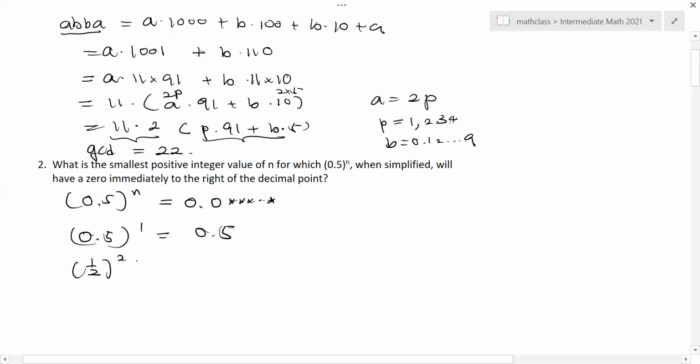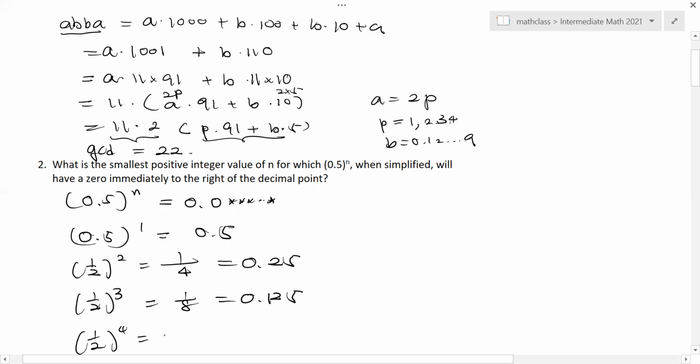Okay, 1 over 2 squared is 1 over 4, and clearly 1 over 4 is 0.25, and that does not satisfy the requirement. Okay, 1 over 2 cubed is 1 over 8, 0.125, still not. Okay, 1 over 2 to the 4th power, then you will get 0.0.